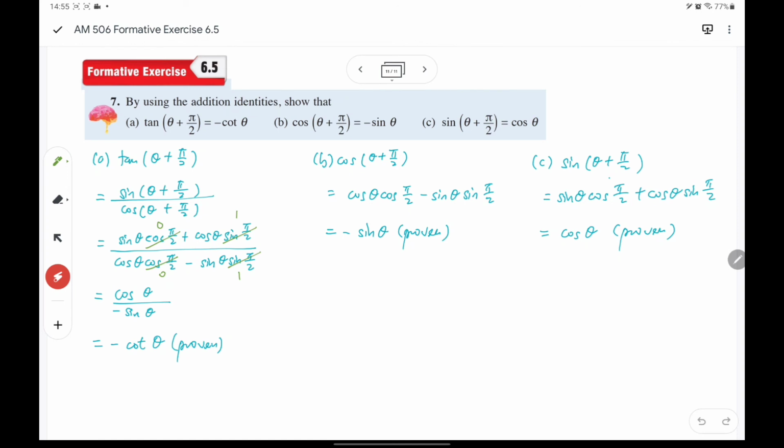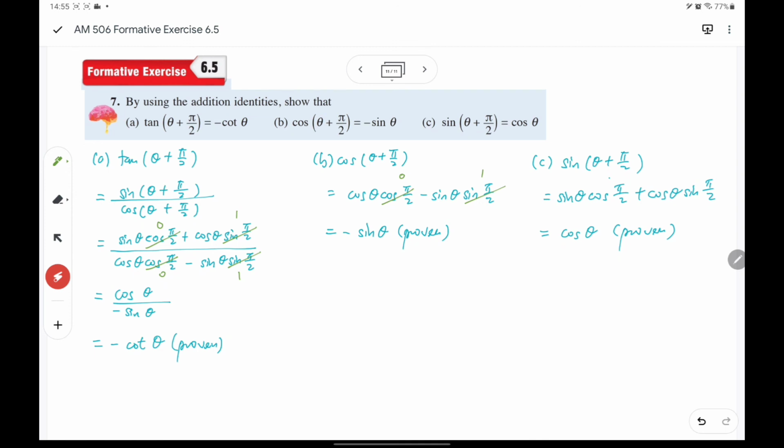B, cosine theta plus pi over 2. So expand with the addition formula of cosine. We have cos theta cos pi over 2 minus sine theta sine pi over 2, where the cos pi over 2 is 0 and sine pi over 2 is 1. So we get 0 minus sine theta times 1, and we get negative of sine theta.